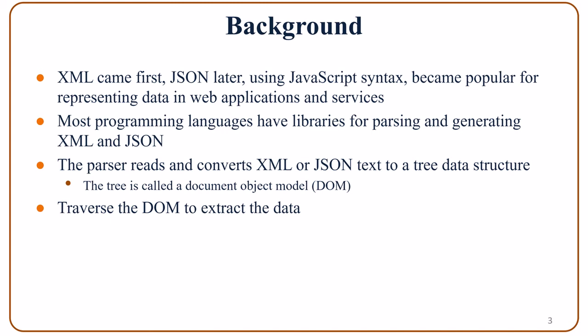The parser reads and converts XML or JSON data to a tree data structure. The tree is usually called the Document Object Model, or in short, DOM. And later on, analysts can traverse the DOM model to extract the data that is needed.